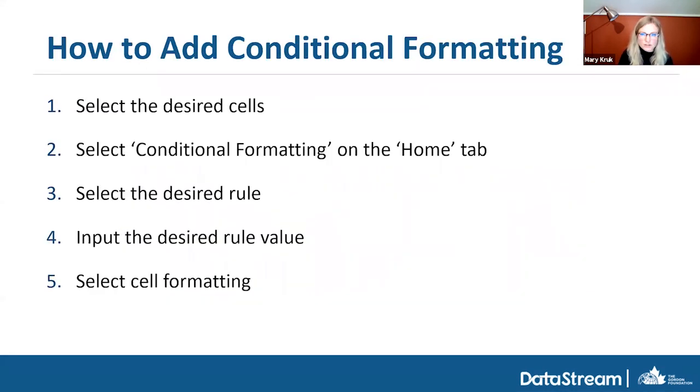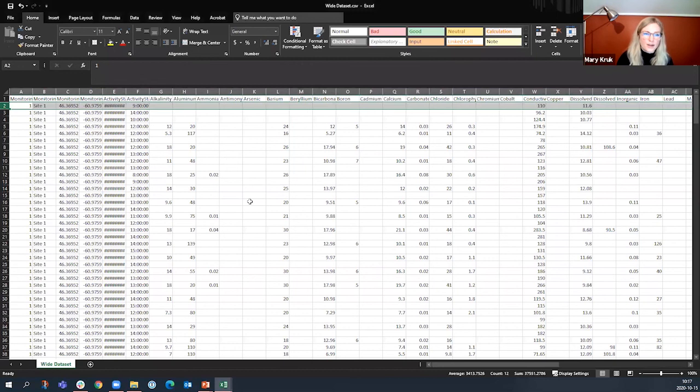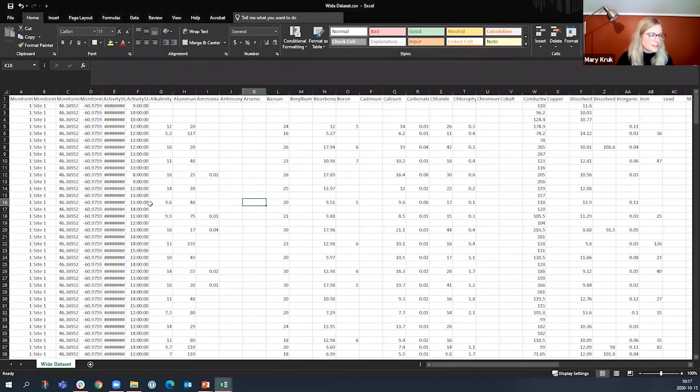And there's some instructions on how to do this on your own. We're going to start with the wide data set for our examples. Within our wide data set, we want to highlight pH values that fall outside of the CCME guideline. The CCME guideline range is 6.5 to 9. If the pH is outside of that range, we want to highlight the cell red. If it's within the range, we want to highlight it green.